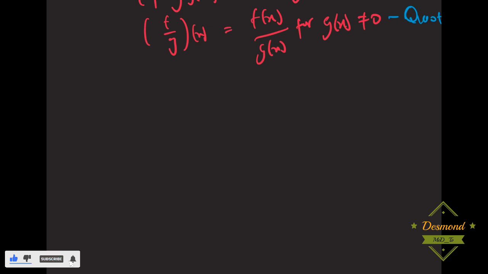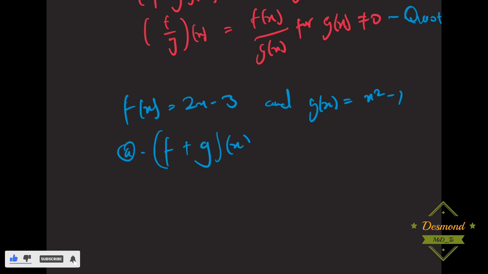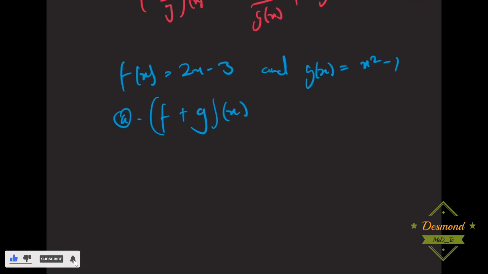So let's say I have the function f of x equal to 2x minus 3, and g of x, let's choose maybe x squared minus 1, right? Now for each of these functions, we are going to state the domain. We will state its domain, and then we will find, maybe, f plus g of x. Let's find this one first and see the next thing that we can do.